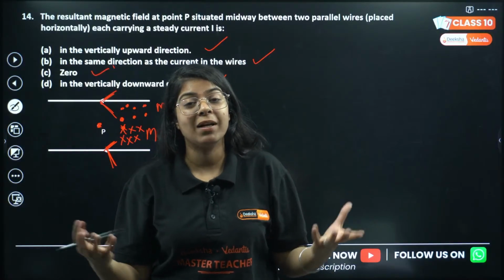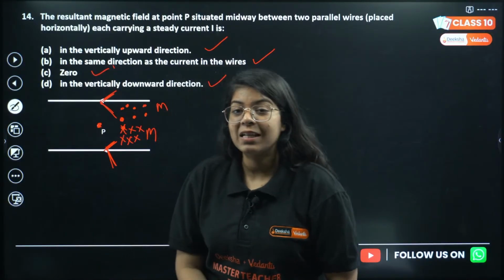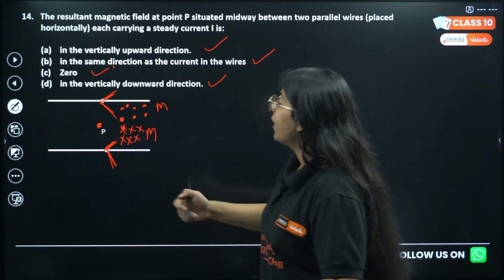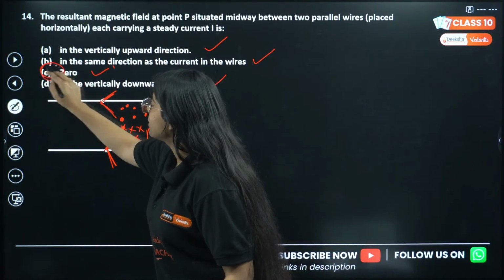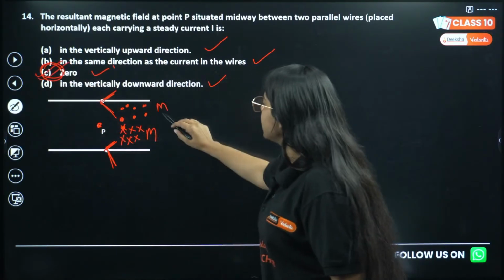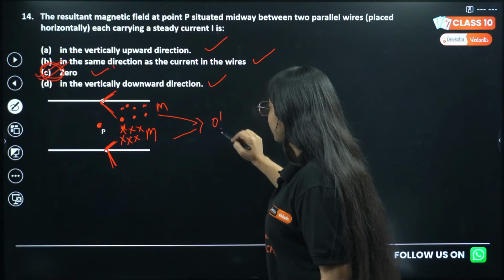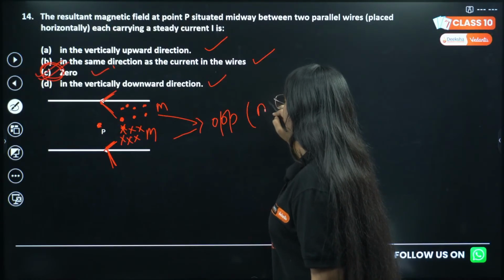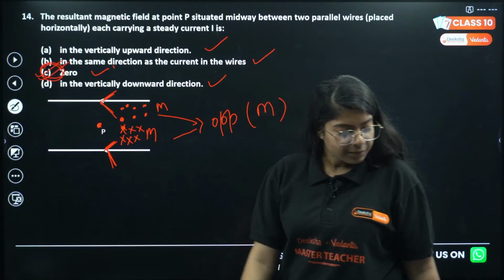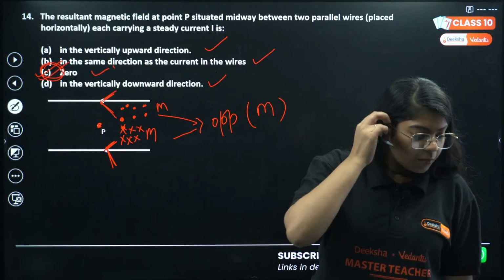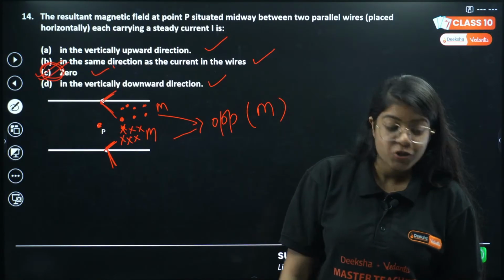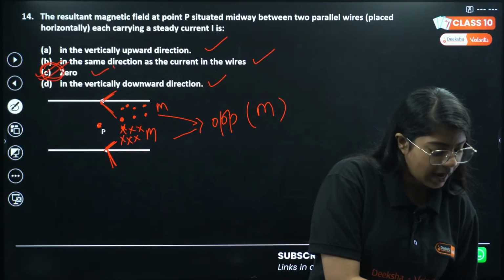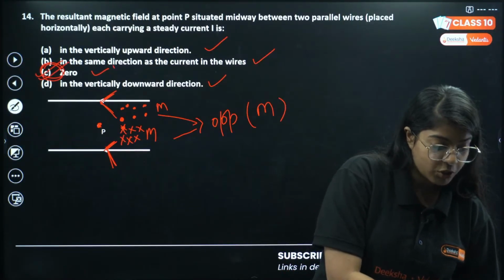So what will happen? The resultant magnetic field will definitely be 0, correct? Because these are in opposite directions with the same magnitude, correct? Okay, moving on to the last question of this live, we have a very important question.